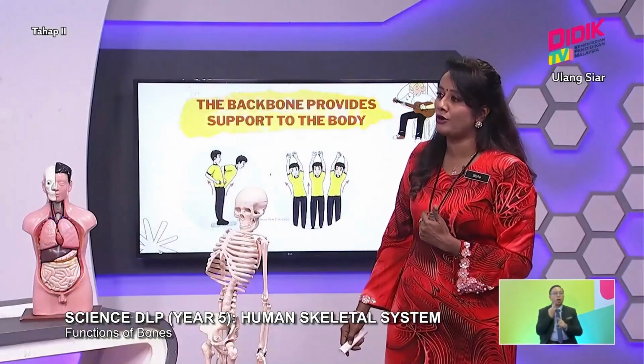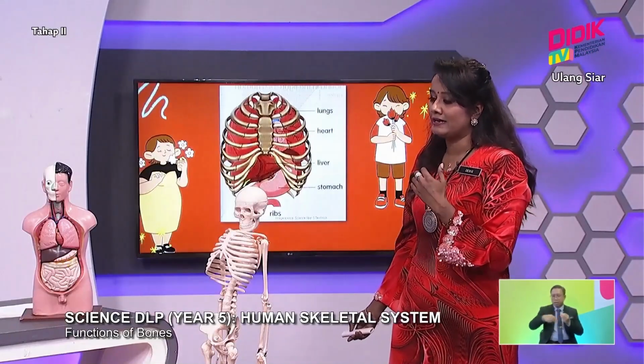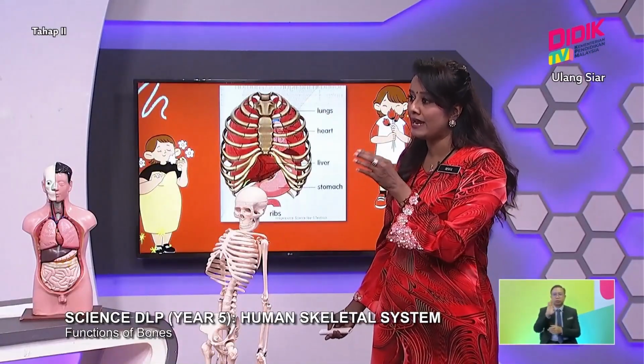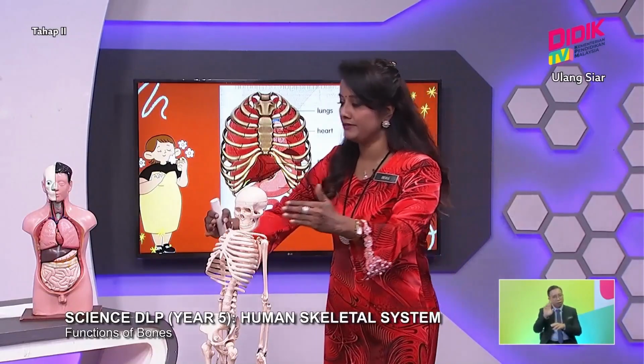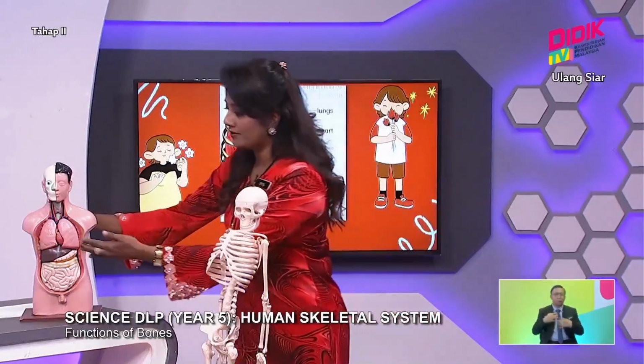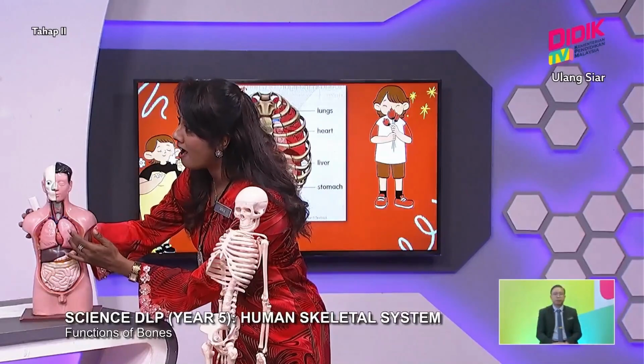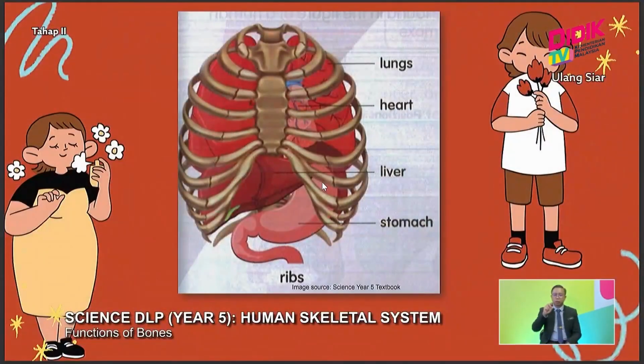Alright, next we are going to learn about the ribs. When you look at the ribs here, they protect our lungs, even our stomach, our liver, and our heart. So everything around this area is protected by our ribs. Yes, these are the organs that are protected by our ribs here.